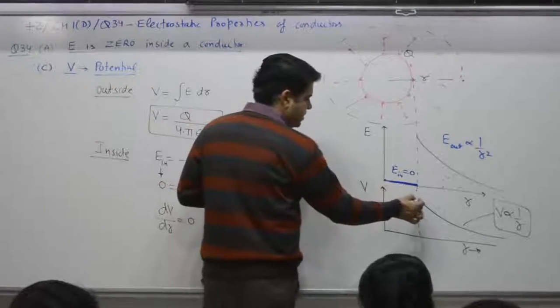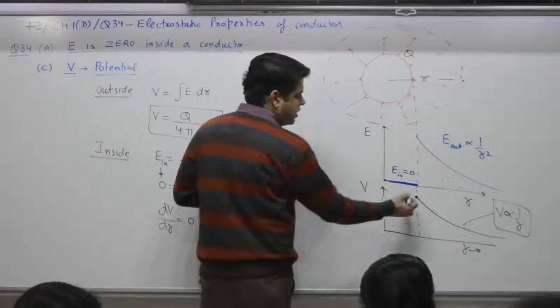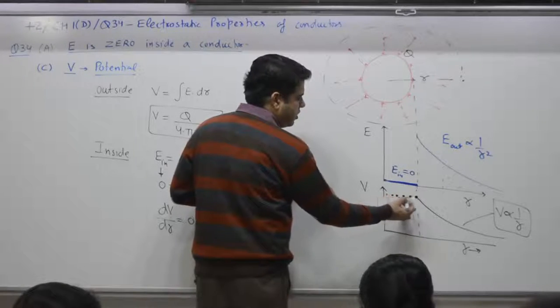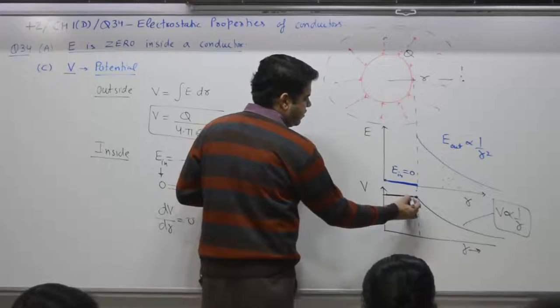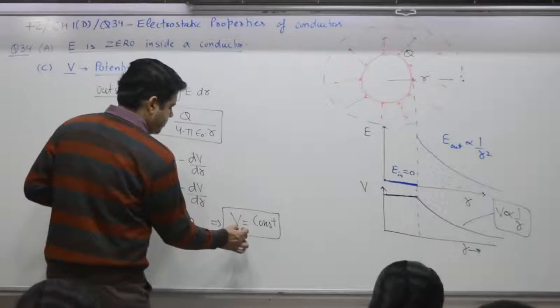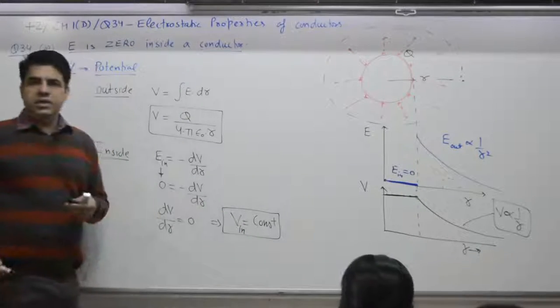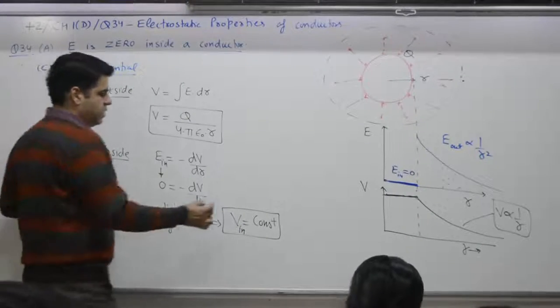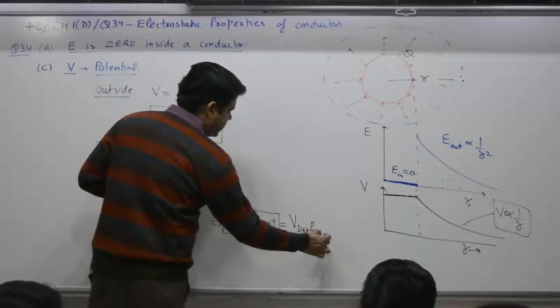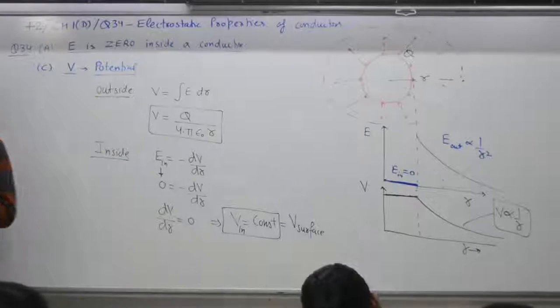Now potential value should remain same. What is the value on the surface? Say 100 volt. Then at this point also it is 100, at this point also 100. Potential at all points remains a constant. So inside voltage is constant, and the value is same as that of potential on surface. 1 minute to complete.